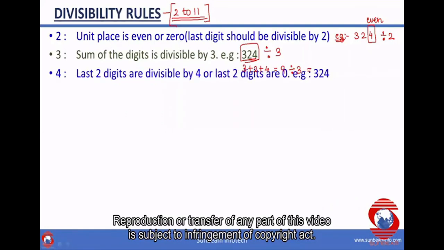Now, moving ahead, if I speak about the divisibility rule for 4, what does it say?